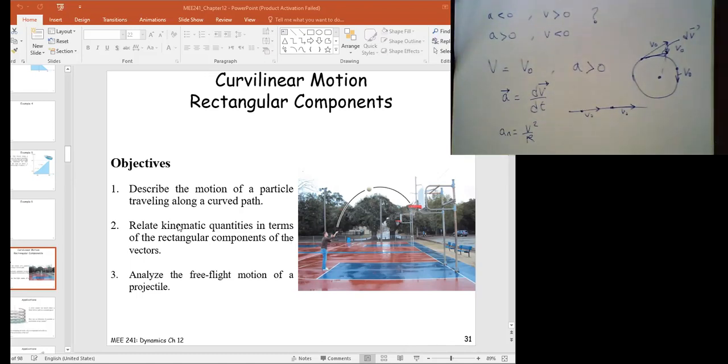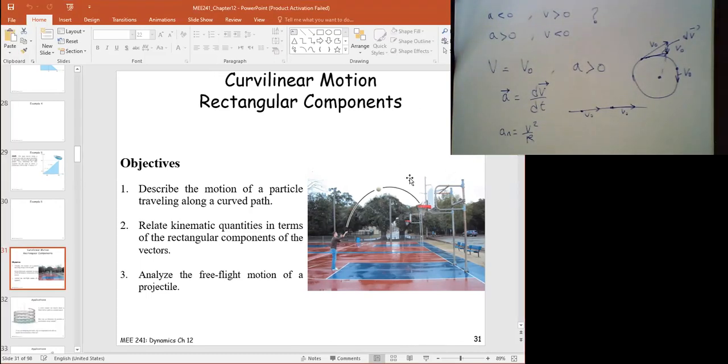Okay, very good. In this topic now, we're going to look into curvilinear motion. We're going to look into parabolic motion and projectile motion.